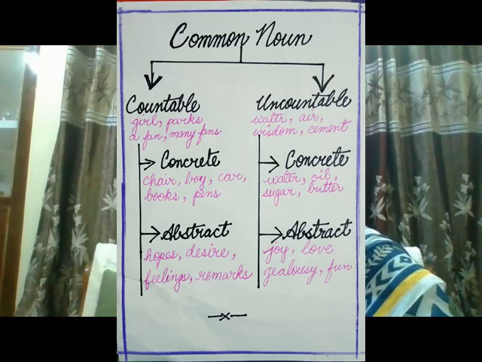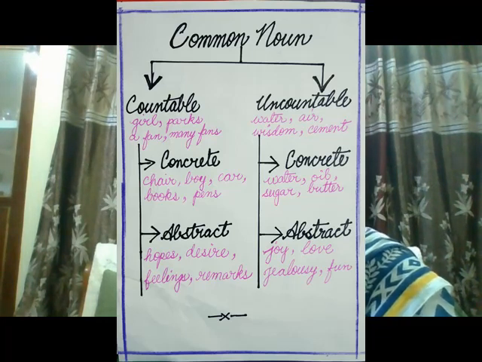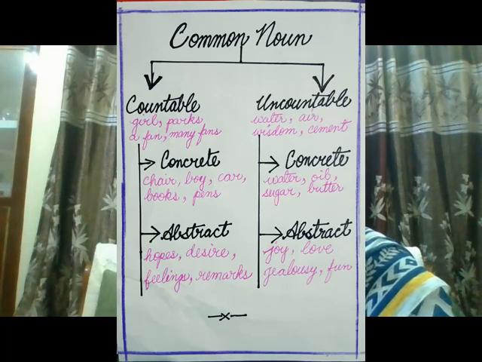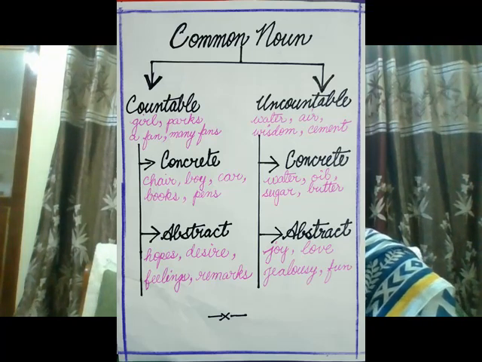Now we will see a few examples for countable. Countable means which we can turn into singular and plural. I hope you know what is a singular and what is a plural. Singular means one, single. Plural means more than one. Now see what is countable concrete. Countable concrete means which we can count, which we can give plural forms.